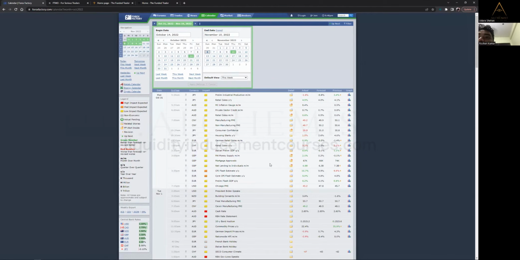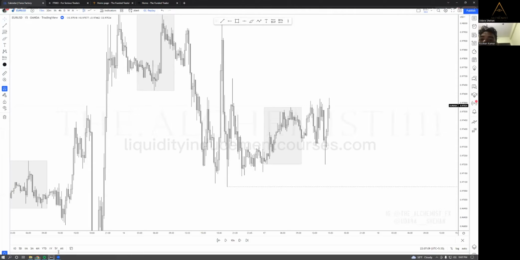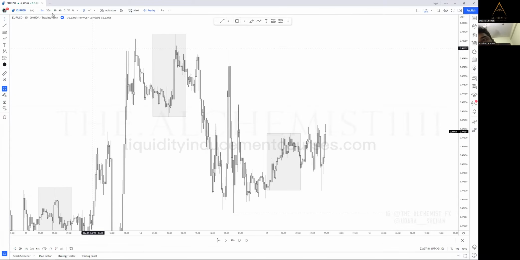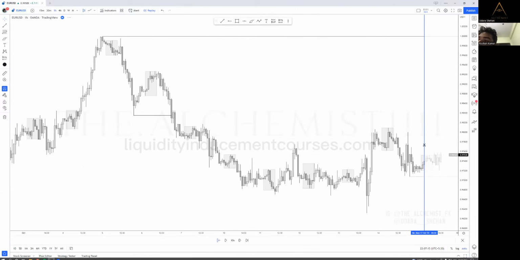14th. What do we have here? News, 6 p.m. Is it safe for us to trade the London session? No, not safe, right? Then what do we trade? We trade the New York session. Okay, so let's see what London structure has formed for us to trade the New York session.